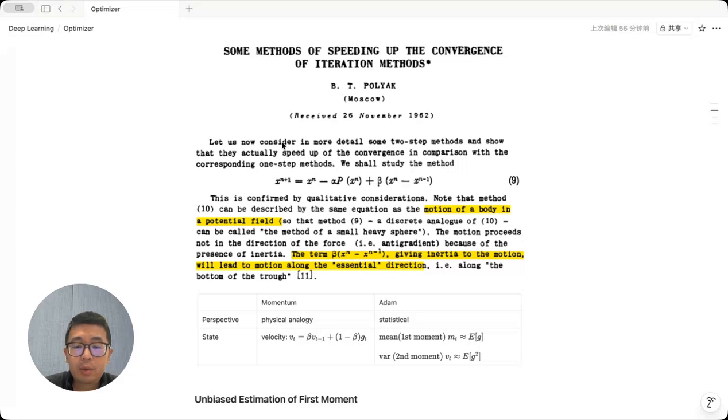As stated in the original papers, momentum is a physical concept. The variable v represents velocity. It is updated by combining the previous velocity with the current gradient. In words, you keep moving in the previous direction while slightly adjusting based on new information. The role of v is dynamic. It carries inertia and defines how you move through the landscape.